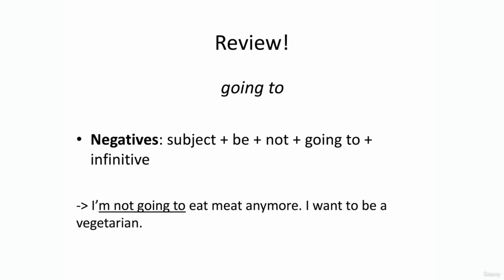And to make negative sentences with going to, we follow the pattern subject plus be in the present tense plus not plus going to plus the infinitive. I'm not going to eat meat anymore. I want to be a vegetarian. Remember, in this construction, we can contract the auxiliary verb be with the subject.